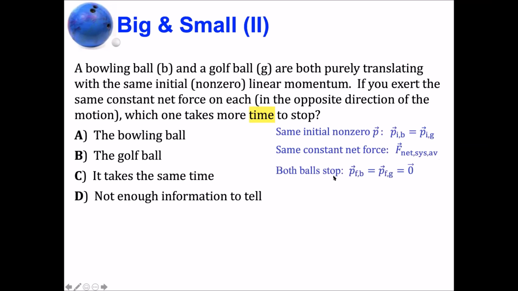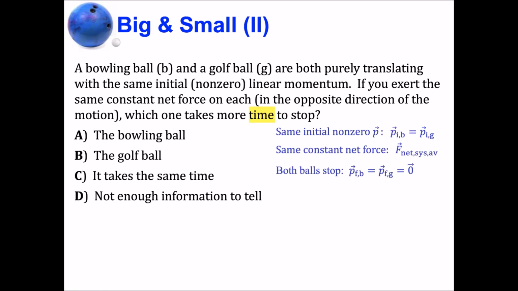Under the influence of that force, both balls eventually come to a stop. And so the final velocity of each ball is going to be 0. And likewise, the final linear momentum vector for each ball is also going to be 0. So the final linear momentum of the bowling ball and the final linear momentum of the golf ball are both going to be equal to the 0 vector. Both balls come to a stop.